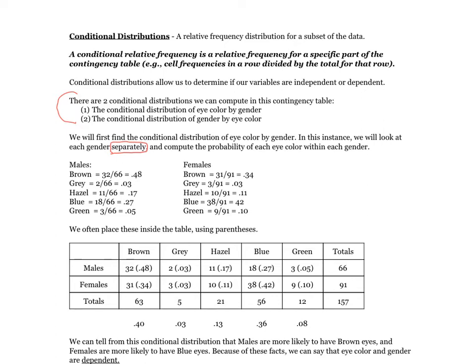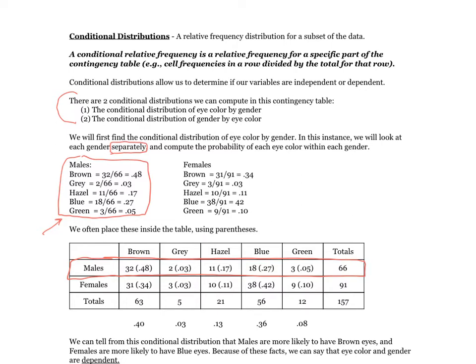Okay, so notice for the males, we did that right here, we looked at just the male row of the table. Okay, and there were 66 males altogether, so we took every eye color and divided it by 66, which we did here. So basically we figured out what percentage of the males had brown eyes, what percent had gray, what percent had hazel, what percent had blue, what percent had green. And what we usually do with those numbers is we put them in the table in parentheses.